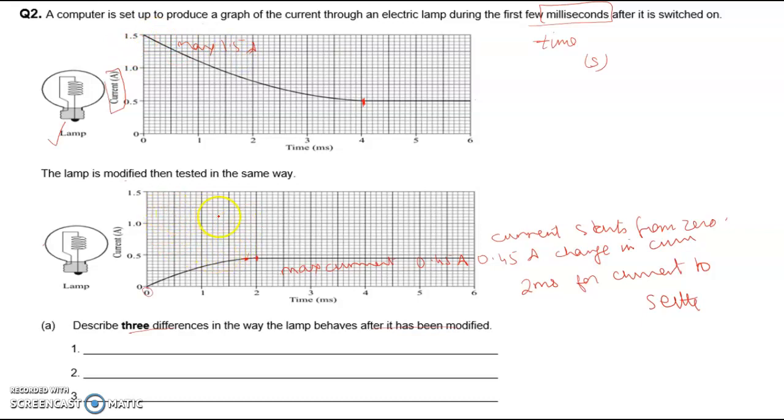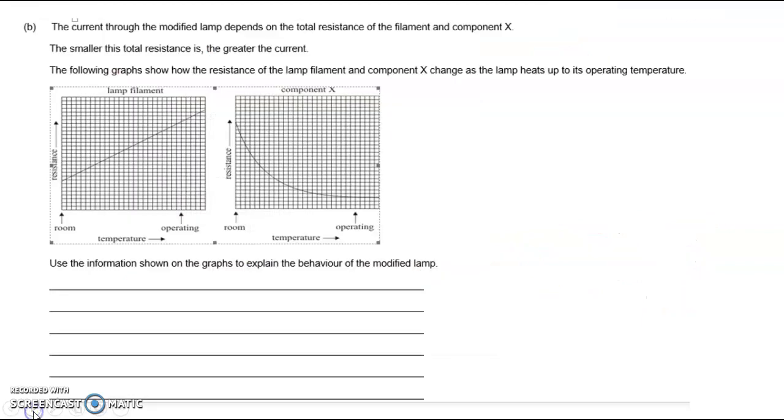In this particular analysis, all you have to do is compare the graphs and say how it is different after the lamp has been modified. You could pick up any of these points. As long as you are comparing the graphs, you will be fine. So that's a bonus question. Whenever graphical analysis is there, decode every part of the graph.